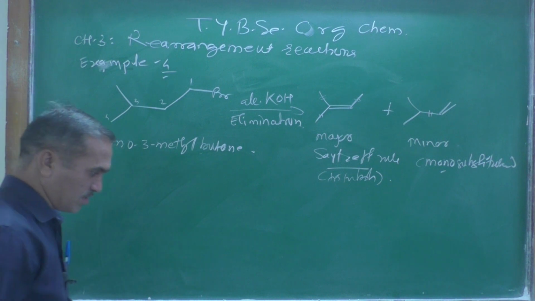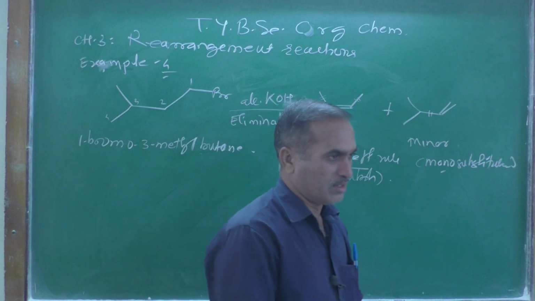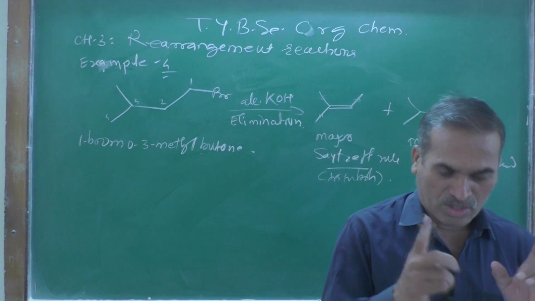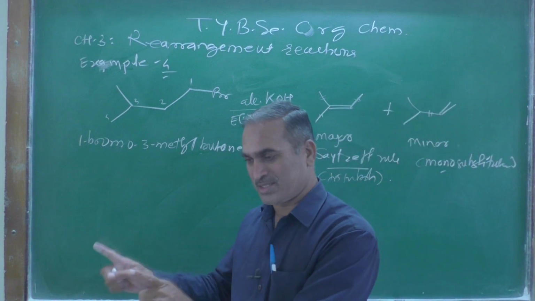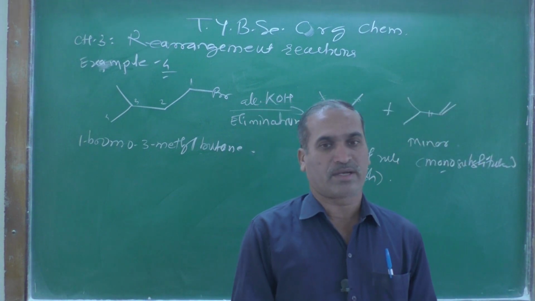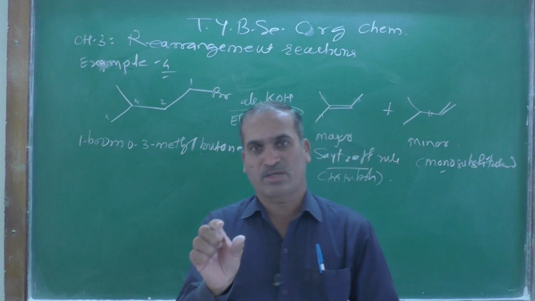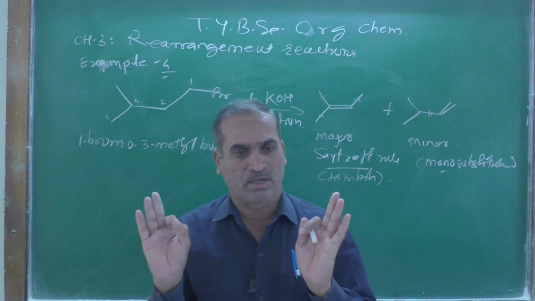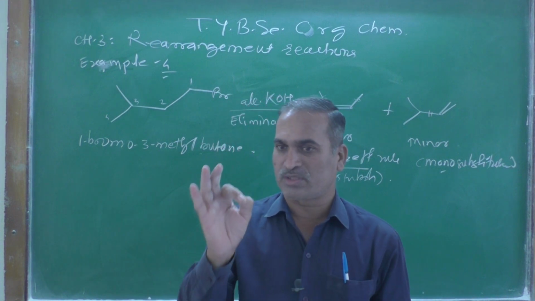CH is a scientist's name. He formulated the rule for an elimination reaction. What is his statement? He stated that in an elimination reaction the more substituted alkene is obtained as the major product. That's it.